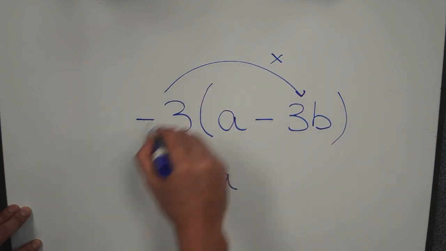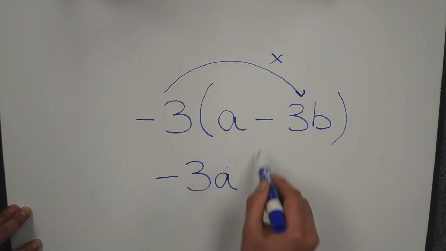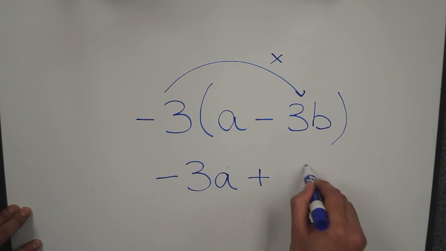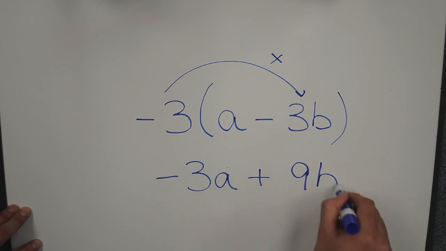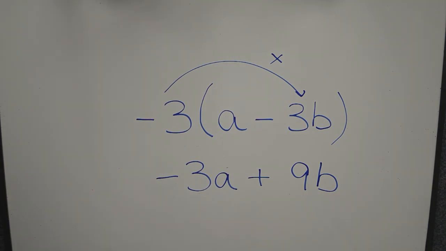That will give me -3a. -3 times -3b gives me a positive. That's really important. Remember your sign rules. A negative times a negative gives us a positive. The sign switches there.